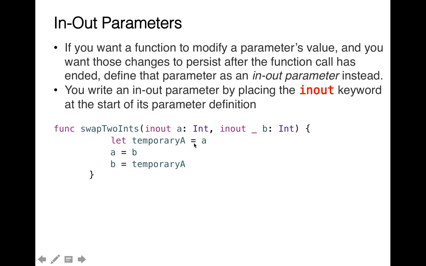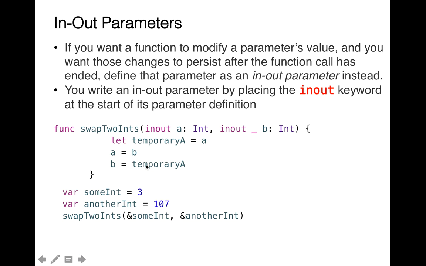So see here, first we assign A to a temporary variable, then assign the B value to A, then the temporary value to B. That means after this, A will change to B's value and B will change to A's value. However, if we call it from the outside and don't put the inout keyword here, even if you change the values inside, outside they will not change. But if you put inout here, if inside changes, they will affect the outside.